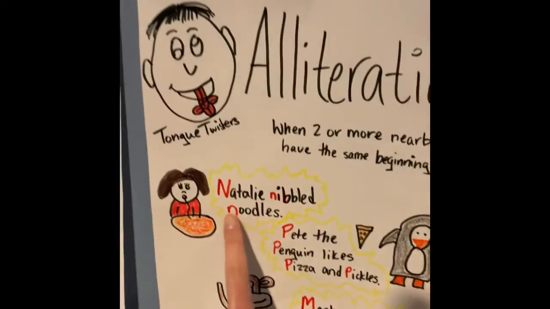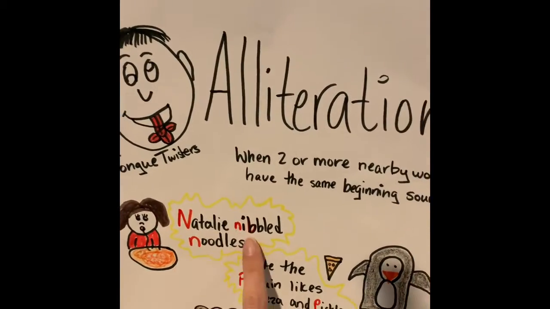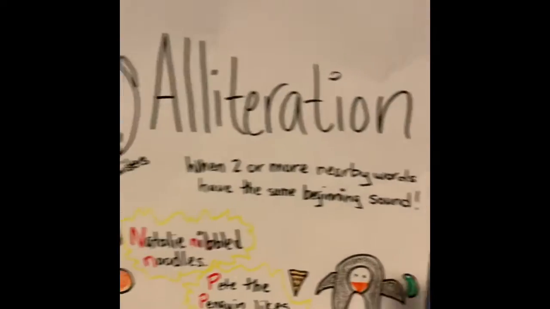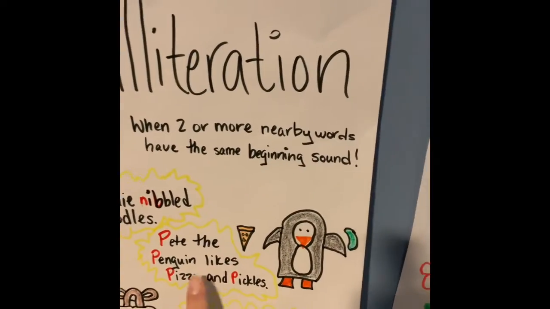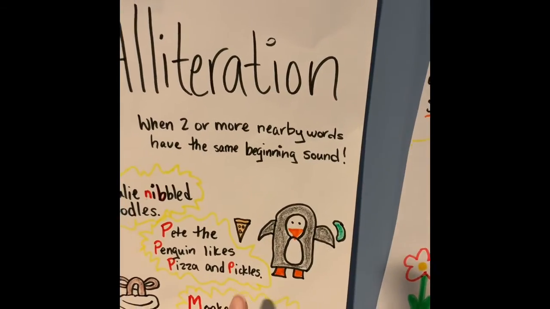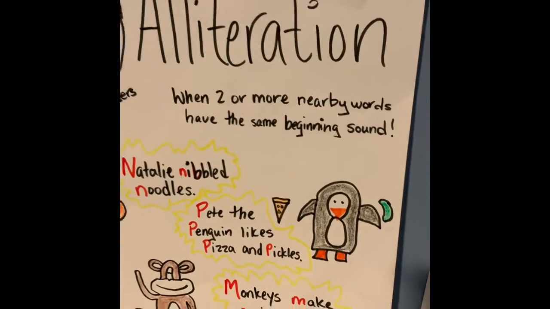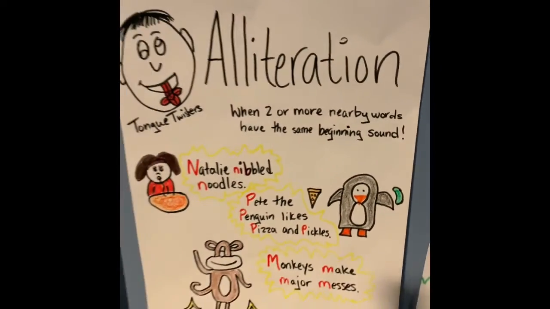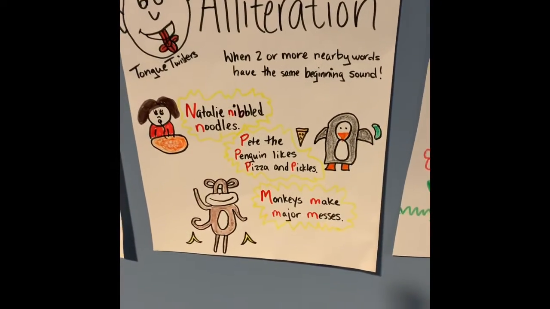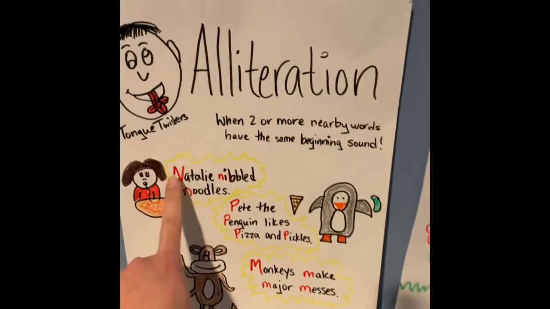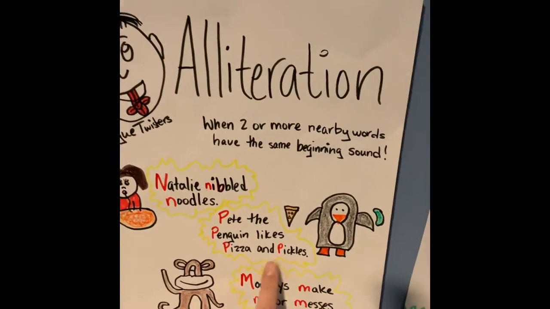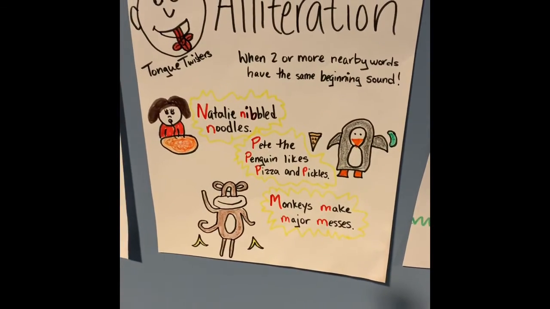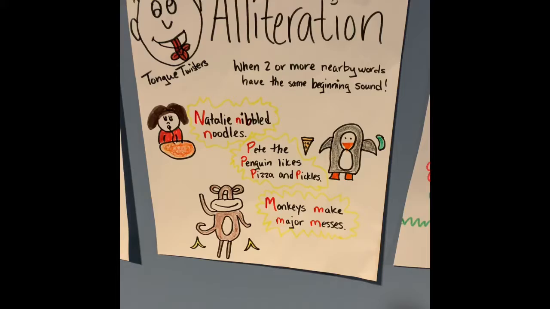So I have a couple on here. This one says Natalie nibbled noodles. If you notice, they all have N at the beginning of the words. And this one says Pete the penguin likes pizza and pickles. There's a lot of P's in that one, right? And then this one says monkeys make major messes. Those are all examples of alliteration because they all have the same beginning sound. This one has the beginning sound N, P, and then M. So that's a poetic device that authors can use when they're writing poems.